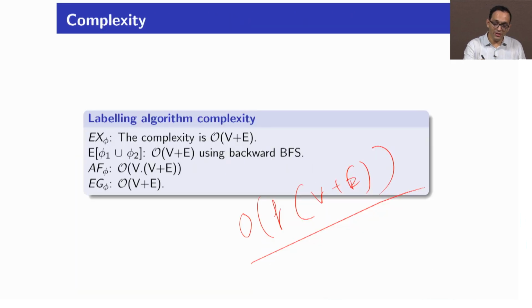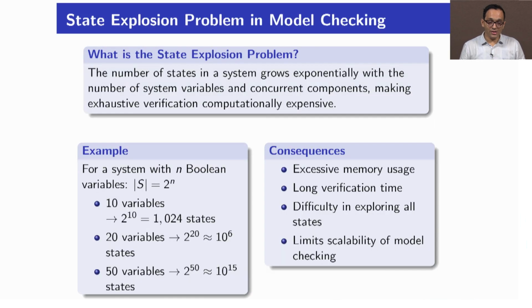So, if this V has an exponential number of states, then even if this algorithm is efficient, it will be exponential, right, because you are searching in an exponential state space. That is the primary problem with model checking, known as the state explosion problem. The number of states of a system grows exponentially with the number of system variables, making the verification problem computationally exhaustive, right.